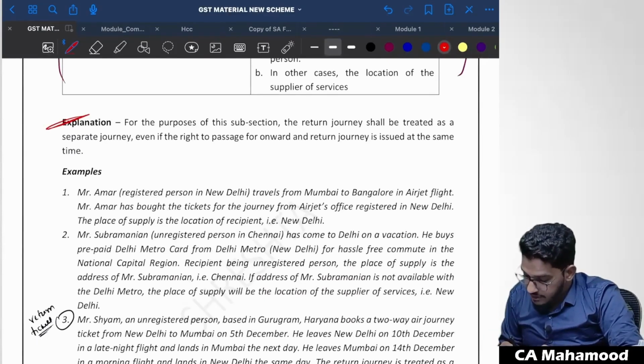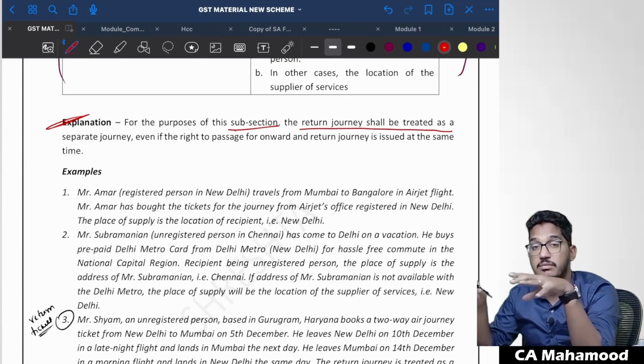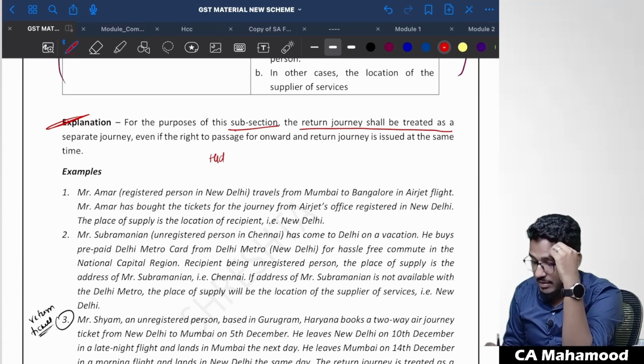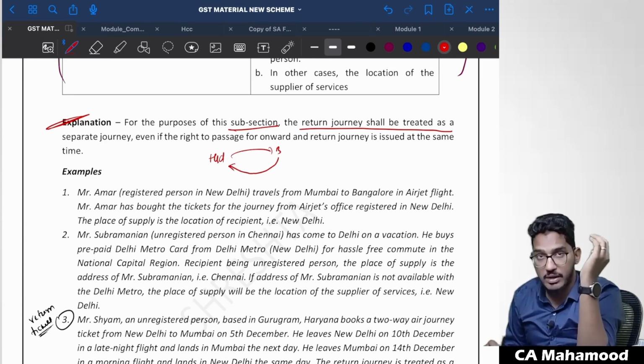This one: for the purpose of this subsection, the return journey shall be treated as a separate journey. Sometimes you will book a round trip. For example, you have to go from Hyderabad to Bangalore, and once again you have to come back from Bangalore to Hyderabad after your work. Generally, in these cases we book a round trip. When you book the round trip, a discount will come.